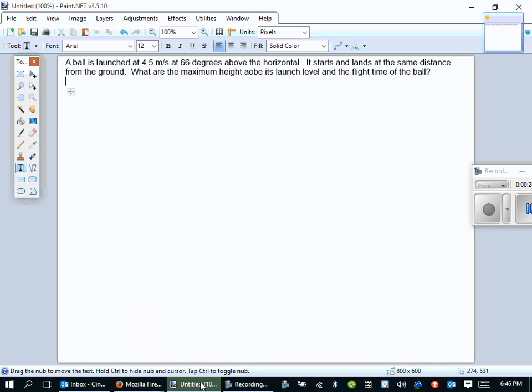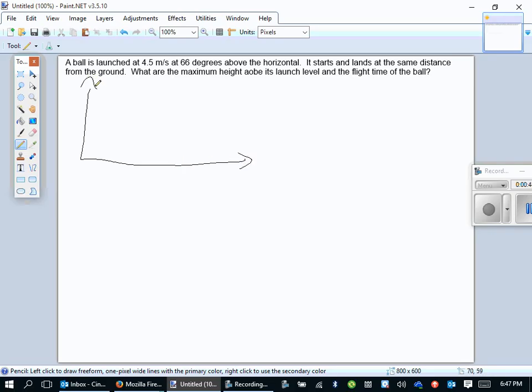Okay, the ball is launched at 4.5 meters per second at 66 degrees above the horizontal. So let's draw a bit of a picture of what that would look like. So we have our x and our y, and we have an initial velocity at 66 degrees. That's our initial velocity. You can imagine that the ball is going to go up, and then it's going to come down, because it starts and lands at the same distance from the ground. So you can imagine it has some sort of trajectory like that.